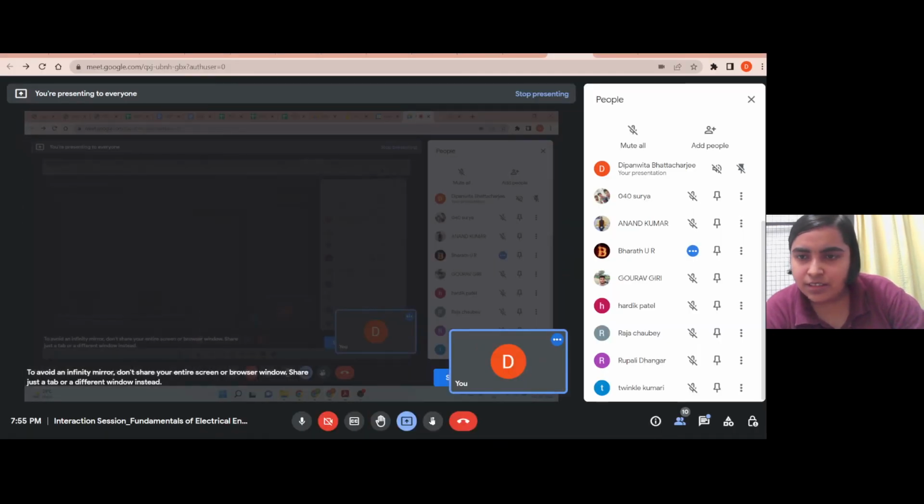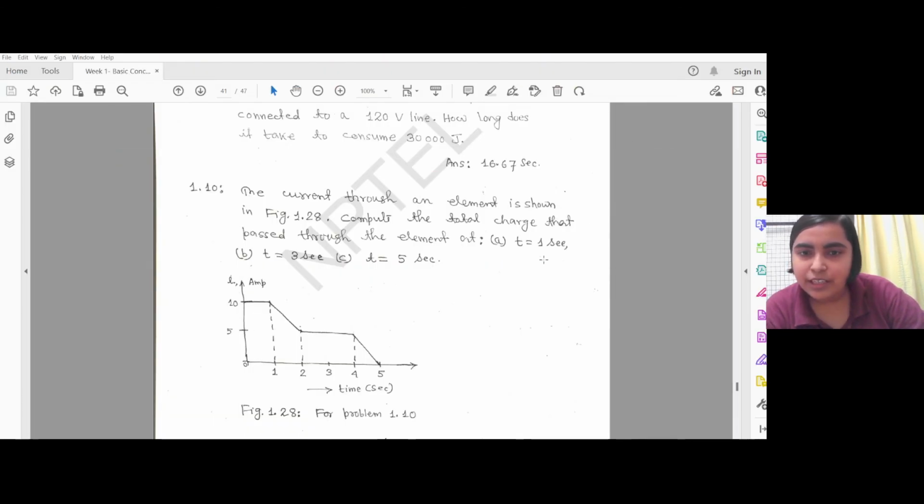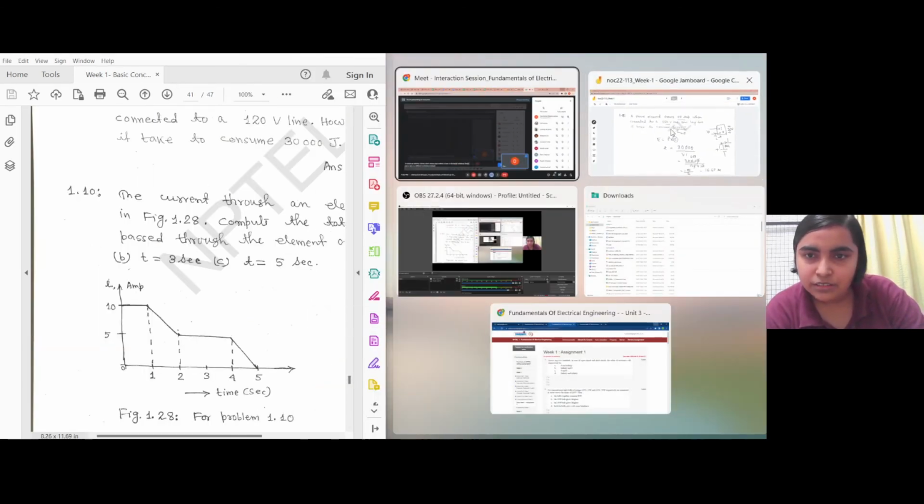Someone apart from Surya, Anand, Bharat, and Gaurav. Apart from these four, others have not responded at all. Could any one of you, since this is one of your assignment questions, could you try how you are going to determine the total charge that passes through the element? Would you like to comment?